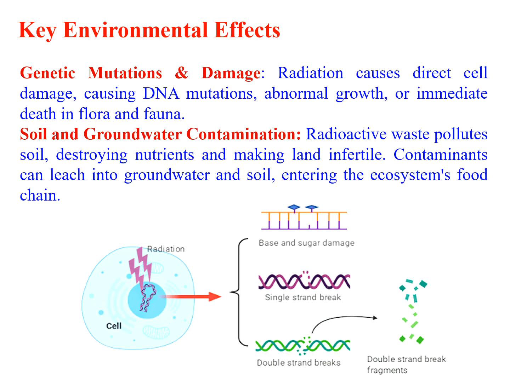So there are actually many environmental effects caused by radiation pollution. Here a few of them are listed. You can see the first one is genetic mutations and damage. Radiation causes direct cell damage, causing DNA mutations, abnormal growth, or immediate death in the flora and fauna. The second is soil and groundwater contamination. The radioactive waste pollutes soil, destroying the nutrients and making land infertile. Contaminants can leach into the groundwater and soil, entering the ecosystem's food chain.